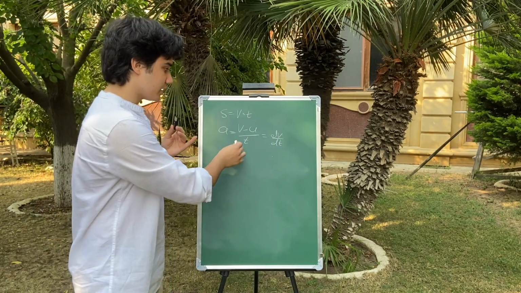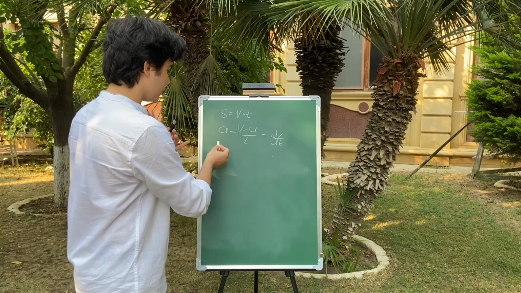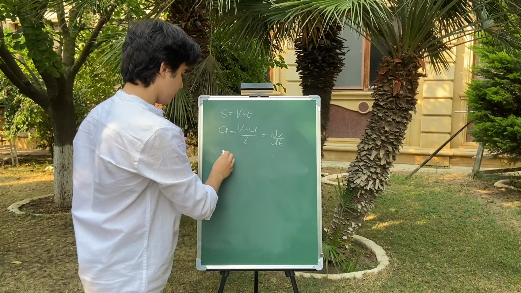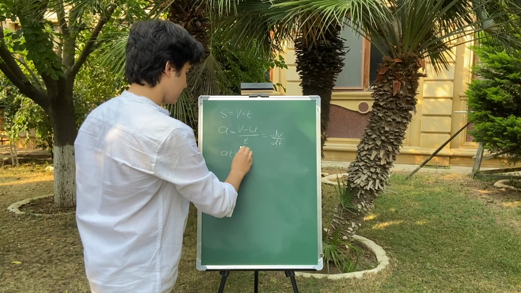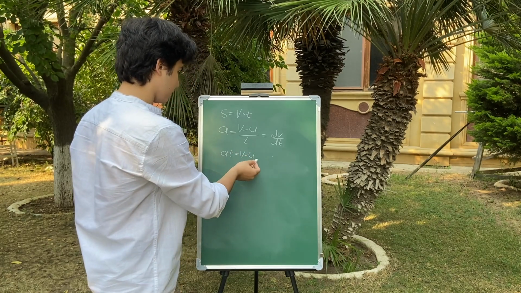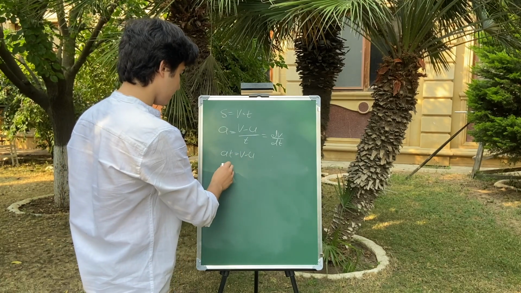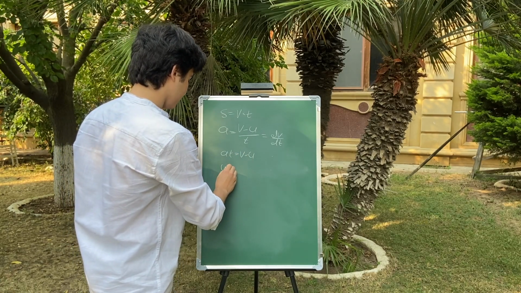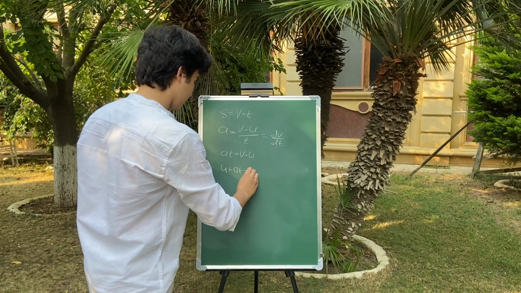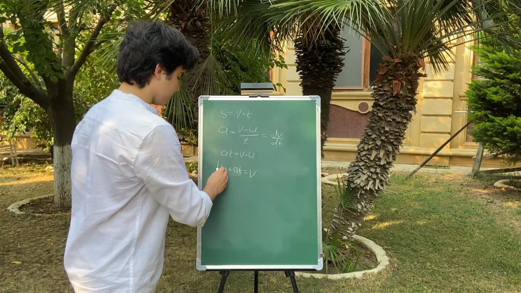Okay, now from this, we can simply use algebraic manipulation to come up with the equation that is in your formula booklet. It's going to be at equals v minus u, and if you add u to the other side, it's going to be u plus at equals v.